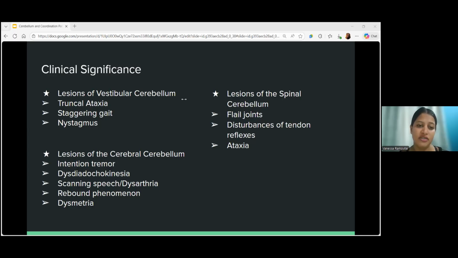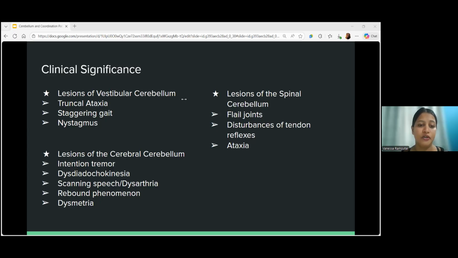Rebound phenomenon refers to the inability to stop a movement of a limb, even the inability to measure the distance correctly for reaching an intended target, which is described as past pointing. Lesions within the spinal cerebellum leads to diminished muscle tone in the limbs. This manifests as flail joints, disturbances of tendon reflexes, and ataxia.